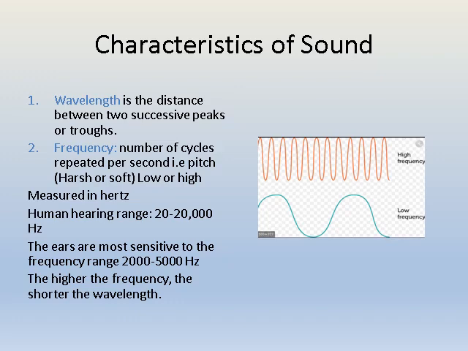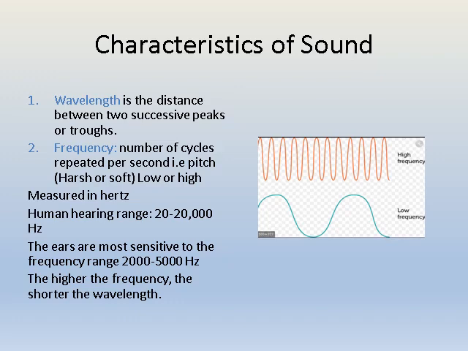Frequency is measured in hertz, and the range of human hearing ranges between 20 to 20,000 hertz. The ears are most sensitive to the frequency range 2000 up to 5000 hertz.